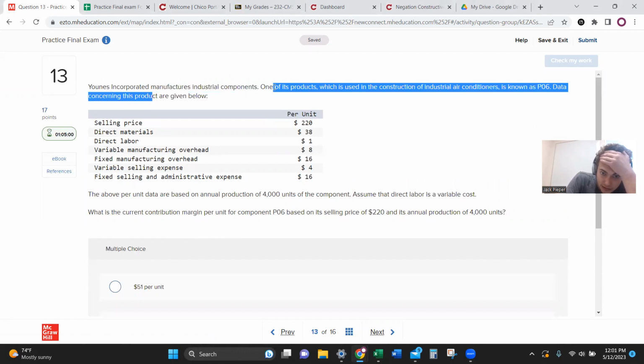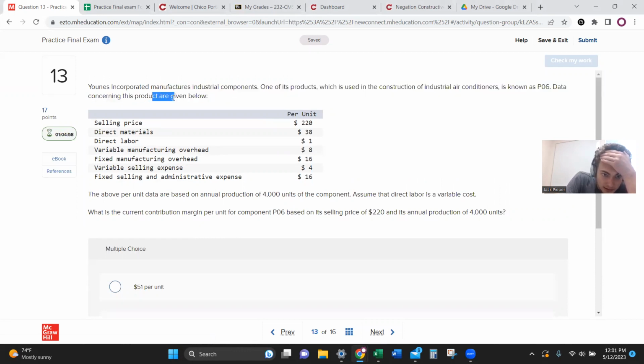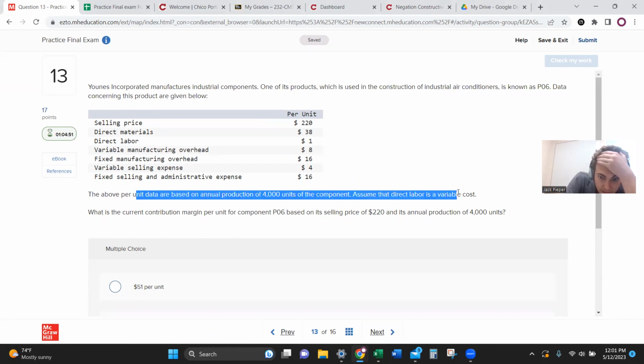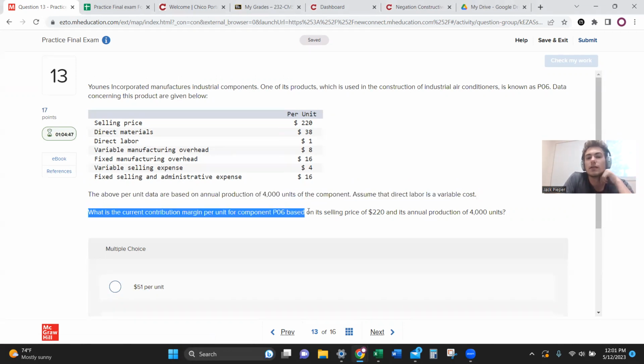All right, they sell industrial components. One of its products is known as the PO6. All right, 4,000 as component. Assume that the direct labor is a variable cost. Okay. What is the contribution margin per unit based on the selling price of 220 and its annual production of 40,000 units?